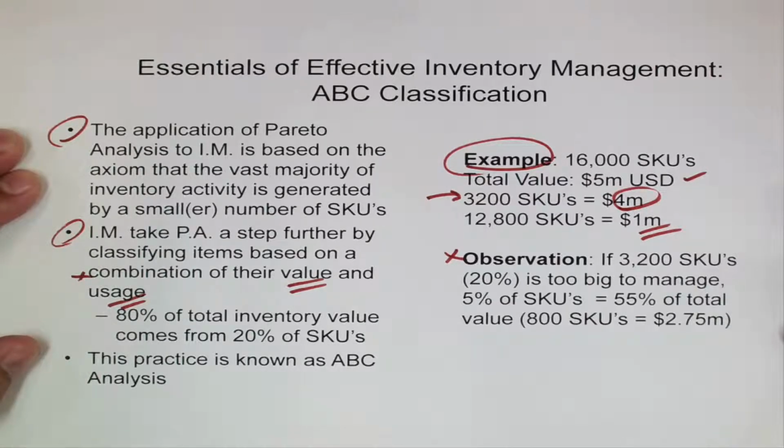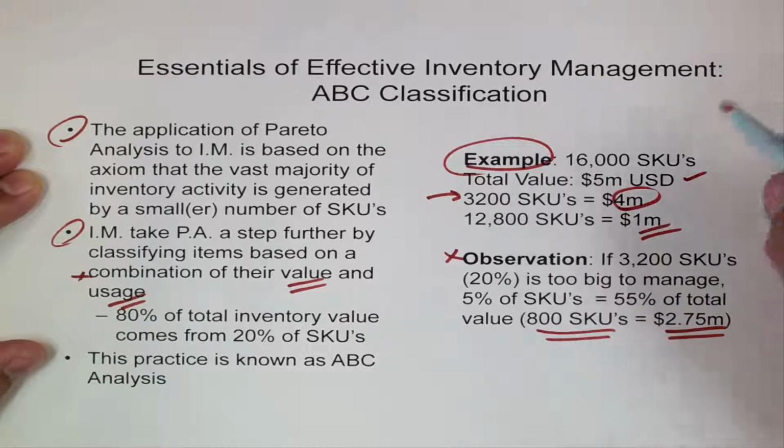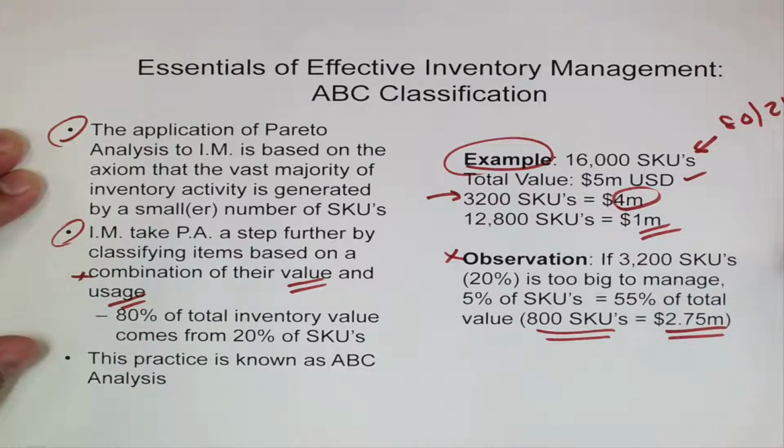Now, as a quick observation, if 3,200 SKUs, 20%, is still too big to manage, well, 5% of the SKUs is 55% of the total value. Or, paring things down to 800 SKUs that still represent over half of the total value. But the principle here of 80-20 is mathematically illustrated at this point. We're separating the trivial many from the significant few. Let's continue on with this conversation.